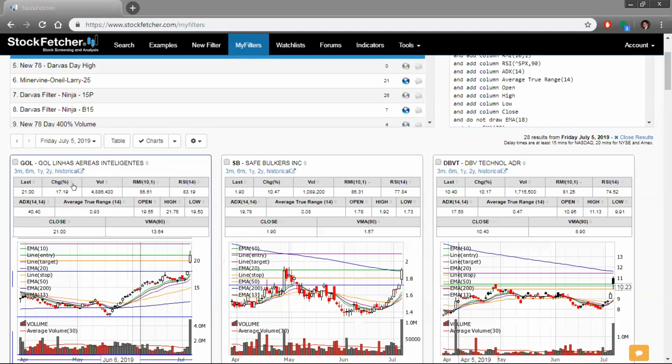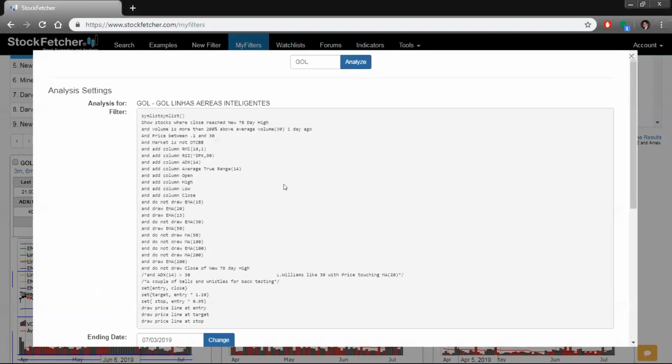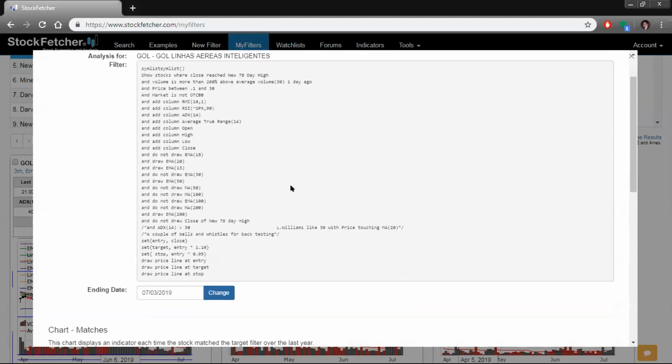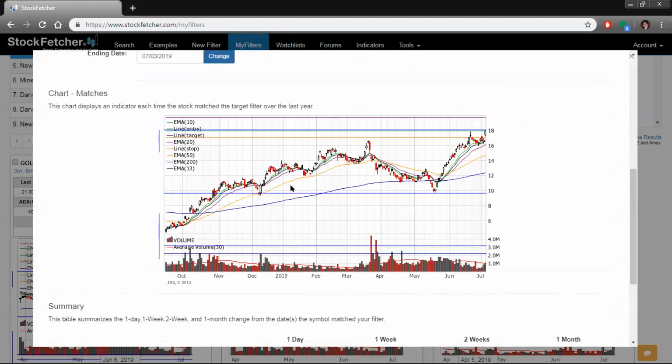Yes. So here's one cool thing that you can do. You see here you have 3 months, 6 months, 1 year, 2 years, and then there's historical. If you click historical, it pulls up a pop-up window with a chart. A small one, but it gives you a good analysis right away. Usually it will give you a green triangle where there is a new 78-day high.